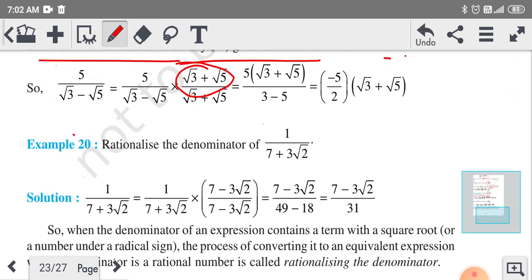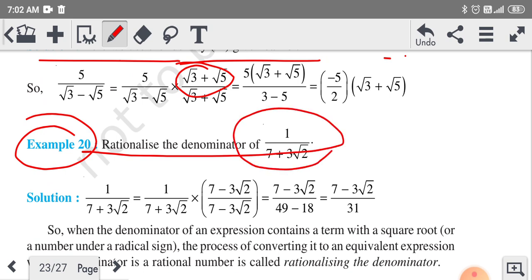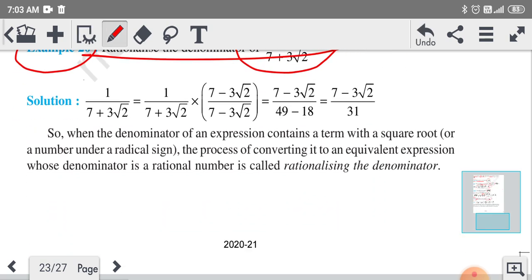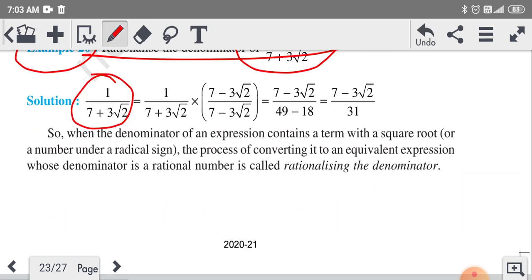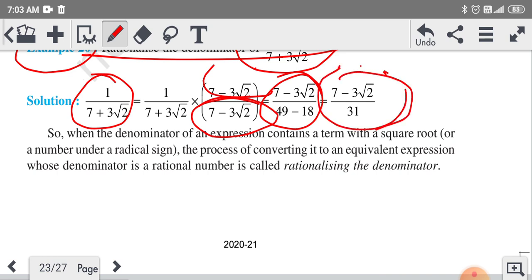Example 20, कहते हैं, rationalize the denominator of this, 1 by 7 plus 3 under root 2. तो कहते हैं, solution के लिए, first, 1 by 7 plus 3 under root 2 is equal to 1 by 7 plus 3 under root 2 into 7 minus 3 under root 2 by 7 minus 3 under root 2, that is equal to 7 minus 3 under root 2 divided by 49 minus 18, that is equal to 7 minus 3 under root 2 by 31.